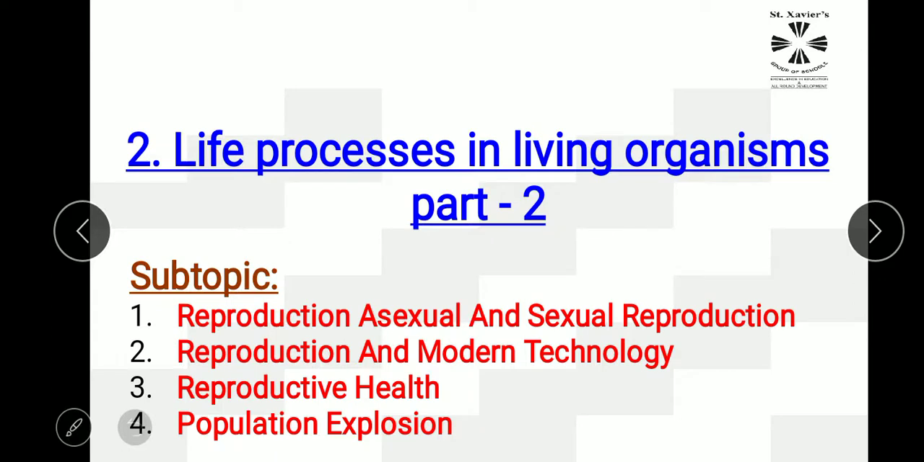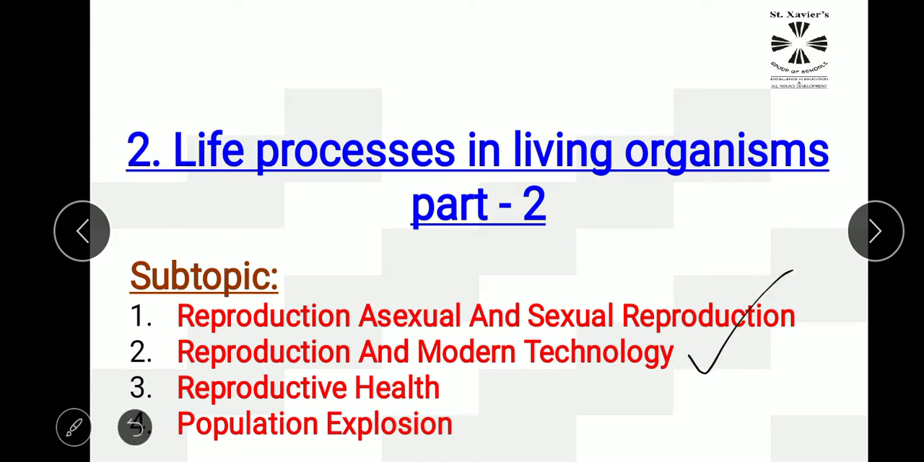Part 2 is there, students. We are going to start with Life Processes in Living Organisms Part 2. In Life Processes in Living Organisms Part 2 we are going to cover these subtopics, students. Reproduction, asexual and sexual reproduction, students. When we talk about reproduction and modern technology, we are going to discuss that.